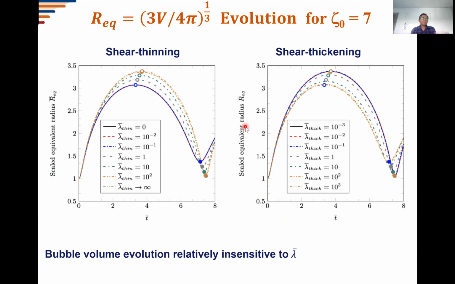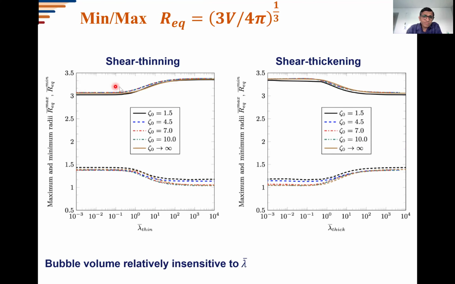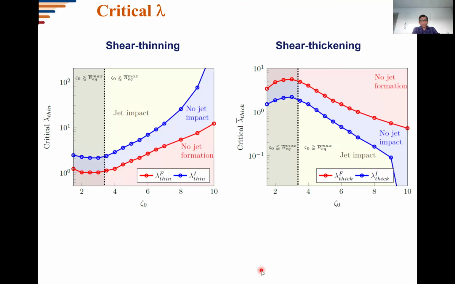So if one summarizes all of this in terms of an effective bubble radius, or the effective bubble volume, what one sees is that the bubble radius doesn't change so much as a function of these various shear thinning or shear thickening material parameters. So in more quantitative terms, if I just simply look at the maximum effective bubble radius and the minimum effective bubble radius, and plot it in terms of these material constants, I would see that there's less than or almost 10% change in the effective bubble radius, whether it's a maximum or a minimum. And the same holds for shear thickening and shear thinning cases. So throughout this collapse and jetting process, the bubble volume remains relatively insensitive to this material constant lambda bar. But obviously the jetting speeds are not.